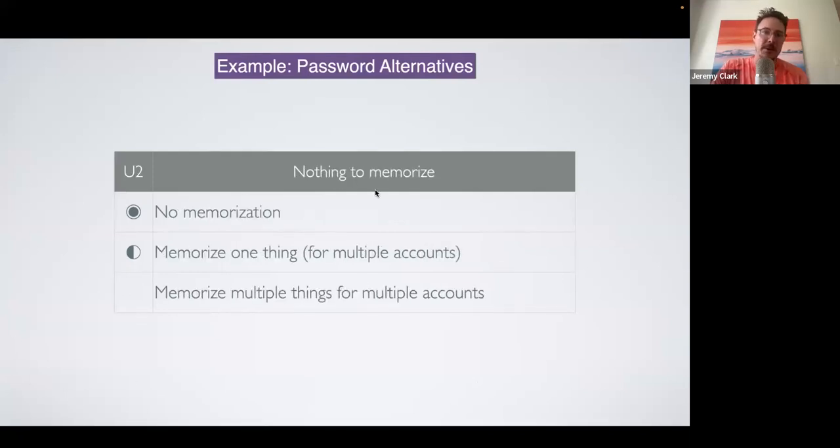We can think of nothing to memorize. So that's another one. If there's literally nothing to memorize, we'll give it a full dot. If I have to memorize one password for multiple accounts, like a master password, or say I'm doing single sign-on, so I remember my Google password but I don't remember all the other passwords, I just use my Google sign-on, then I would get a half dot. And if I have a unique password for every site, then it would get no dot.